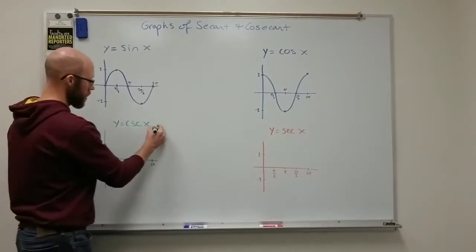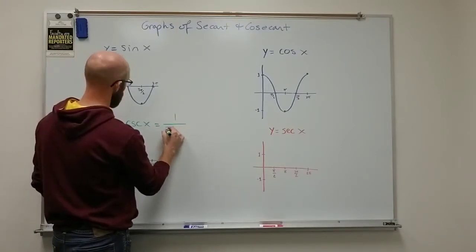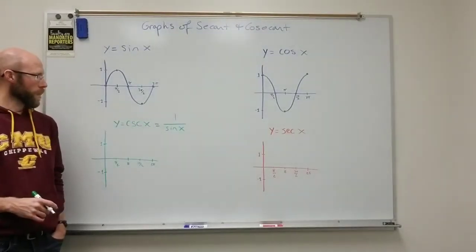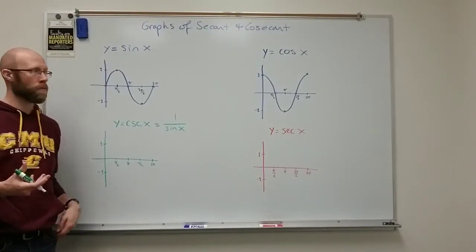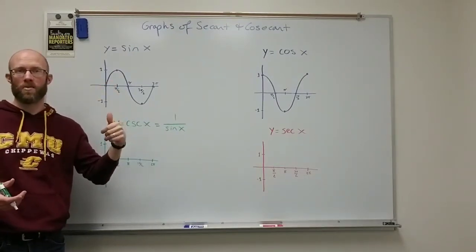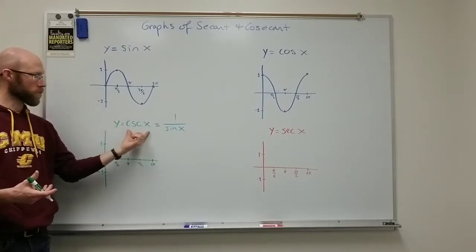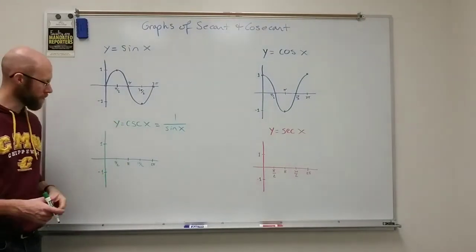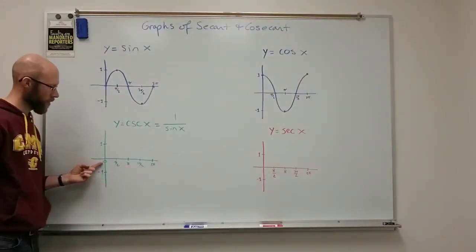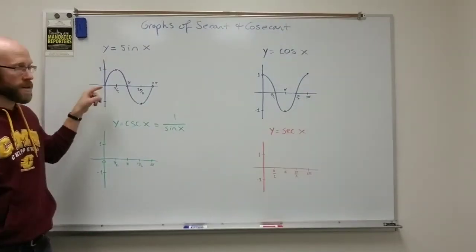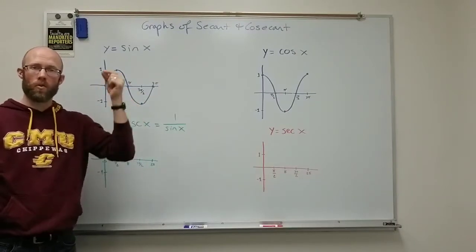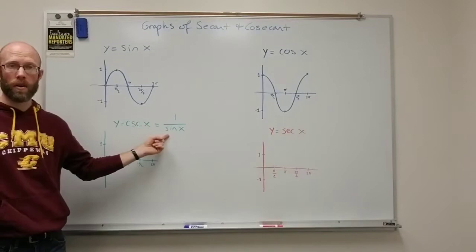Remember that the cosecant is the reciprocal of the sine. And so any output from the sine function is going to be flipped, or we find the reciprocal of it in order to get the cosecant value. So at an x value of 0, the sine has an output of 0, a height of 0. When you take the reciprocal of 0, you get 1 over 0. Well, what's 1 over 0?